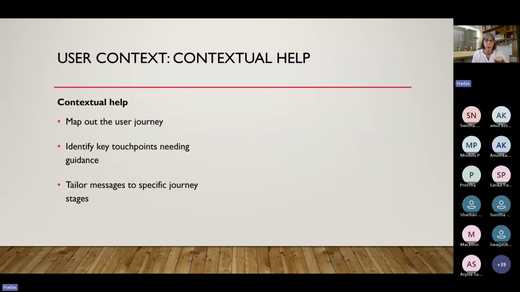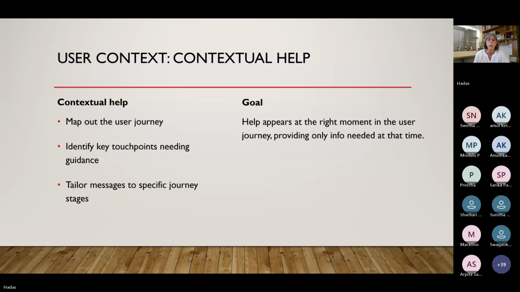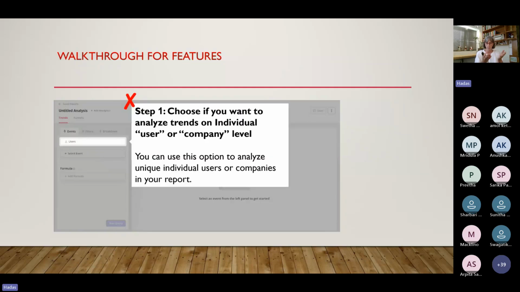Your writing needs to adapt to where the user is in the flow. And this makes the experience feel relevant and human. So context-aware content helps users feel seen and supported at each step. So in other words, help appears at the right moment in the journey, providing information that's needed at that particular time. So take a look at this particular example of copy.